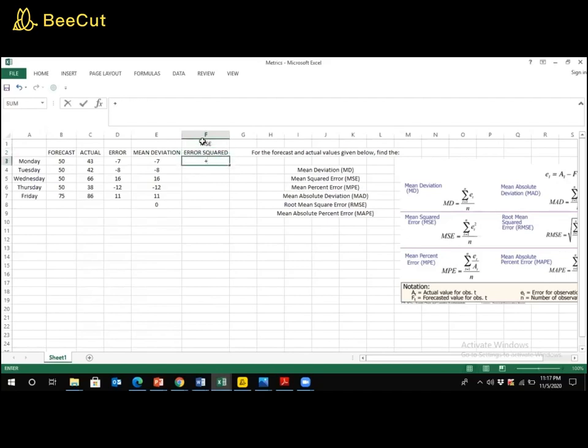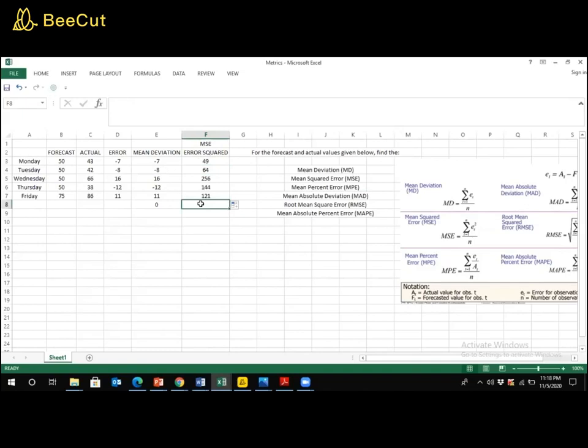I'm just going to take the error and square it. This is how you square something in Excel, for those of you who don't know. I'm just going to click and drag, and when you do that, the formula is copied. So -8 squared is 64, and so on and so forth.